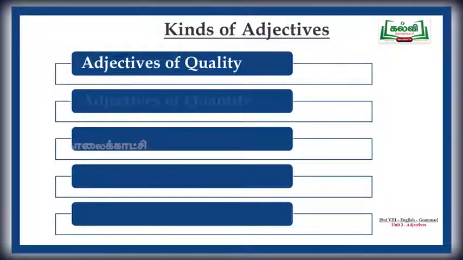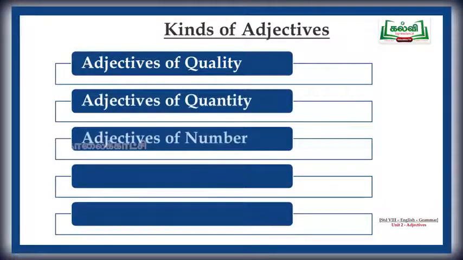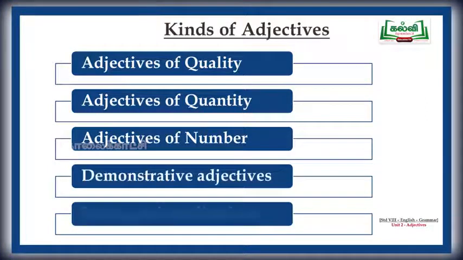Now, the kinds of adjectives that we are going to deal with. There are many kinds of adjectives, but for our level, for 8th standard, there are 5 kinds of adjectives. Let's see one by one: adjectives of quality, adjectives of quantity, adjectives of number, demonstrative adjective, and one more, interrogative adjective. So, these are the 5 kinds of adjectives. Let's see them one by one now. The first topic is adjectives of quality. What is meant by quality?